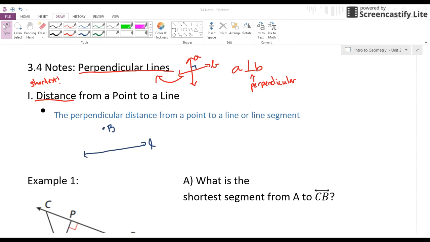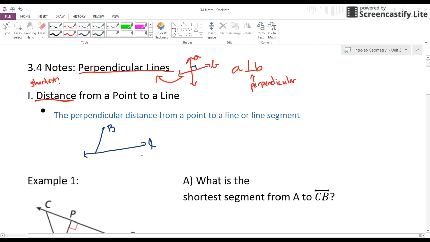All right, so again, we're defining the distance as the perpendicular distance from a point to a line or a line segment. If you look at this example below, I have point B and line L. And you're probably thinking, well, what are you talking about? Because I can draw a line here, I can draw a distance here, I can draw a distance anywhere, all over the place, right? So it's really unclear, so we need that definition.